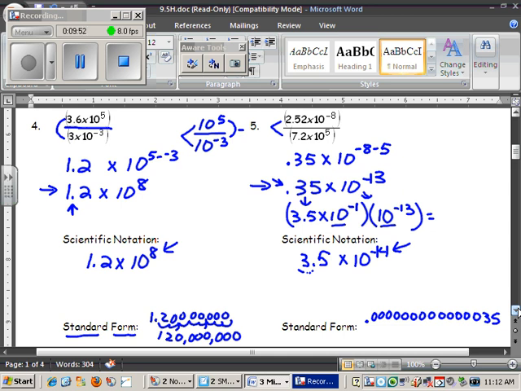And this completes the lesson on multiplying and dividing with scientific notation.